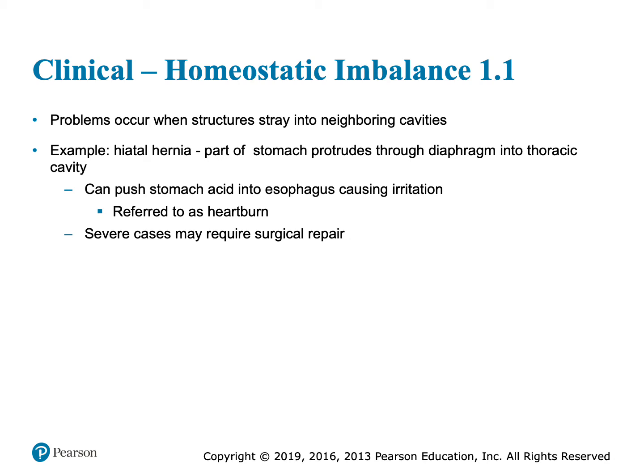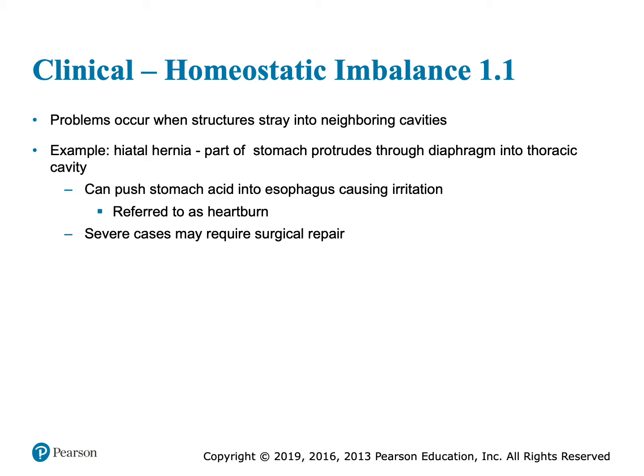So I mentioned in the first PowerPoint how important it was to have compartmentalization. So everything is compartmentalized. So I'm telling you that we have a pleural cavity, then we have an abdominal cavity, we have a pelvic cavity. They're all kind of separated by different things. Well, if you know anybody that has a hiatal hernia, you know that they are uncomfortable. Well, what's happening is part of the stomach that's supposed to be in the abdominal cavity slips through the diaphragm and enters into the thoracic cavity.